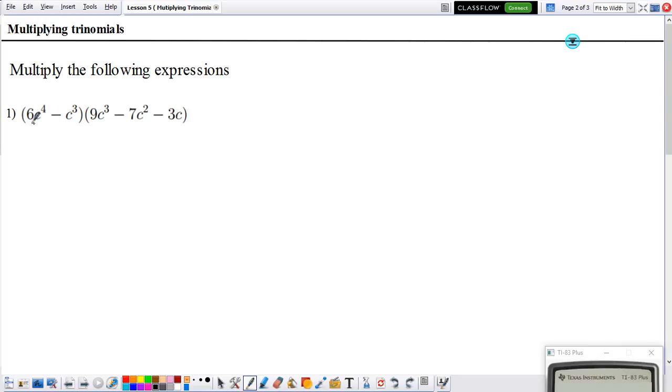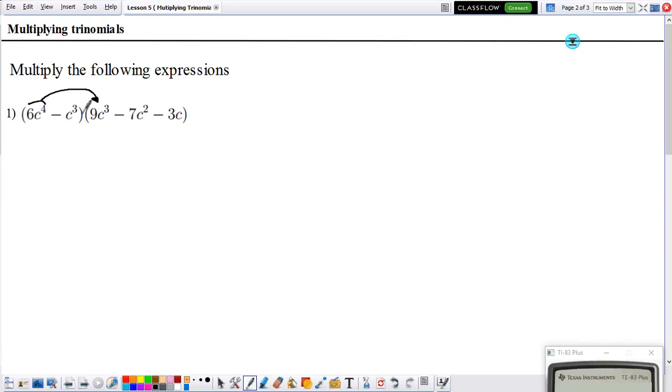You've got two terms on the left, three terms on the right. So now what we're going to do is, the first term on the left side, you're going to distribute to every term on the right side. Let's perform that multiplication first. We're going to multiply 6c to the fourth by 9c to the third. So this is what we mean by being organized.